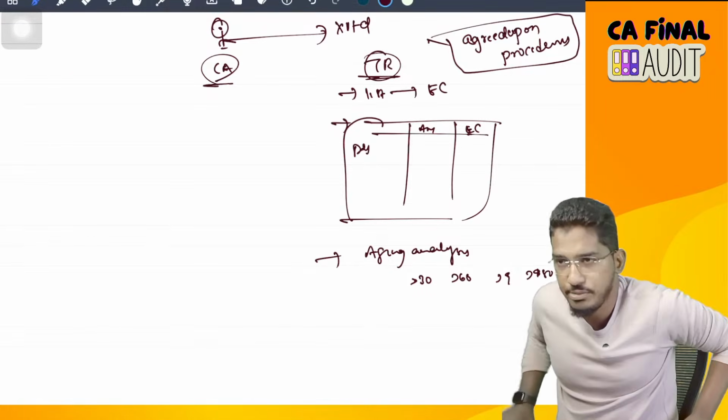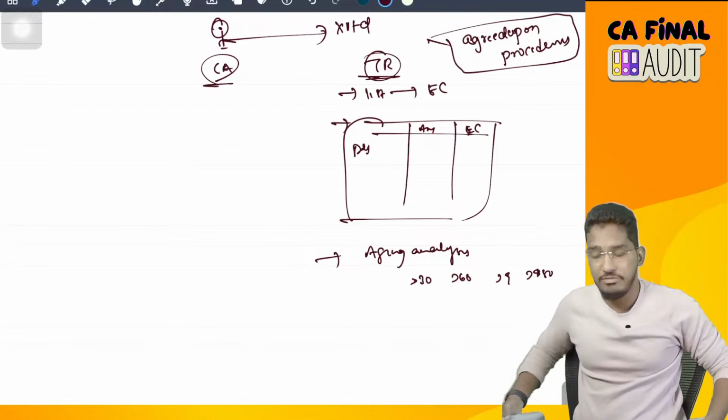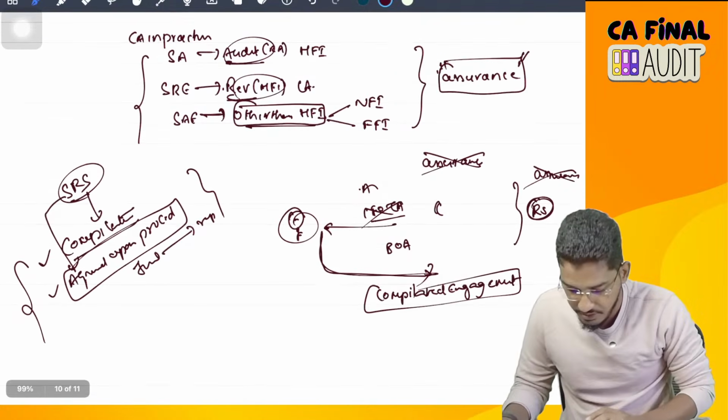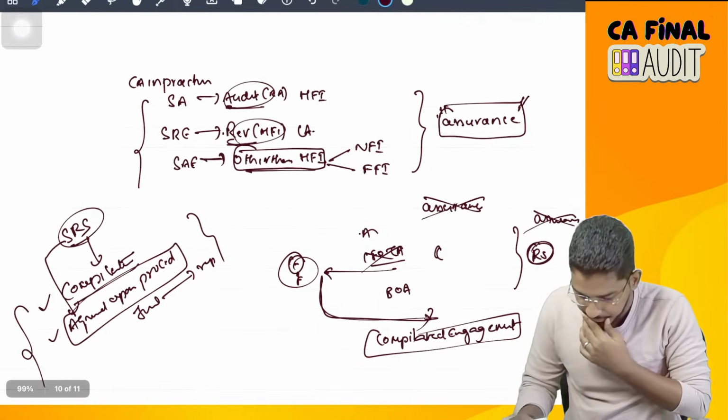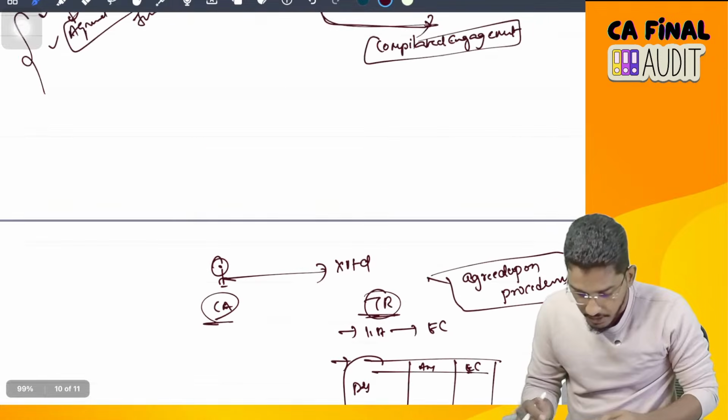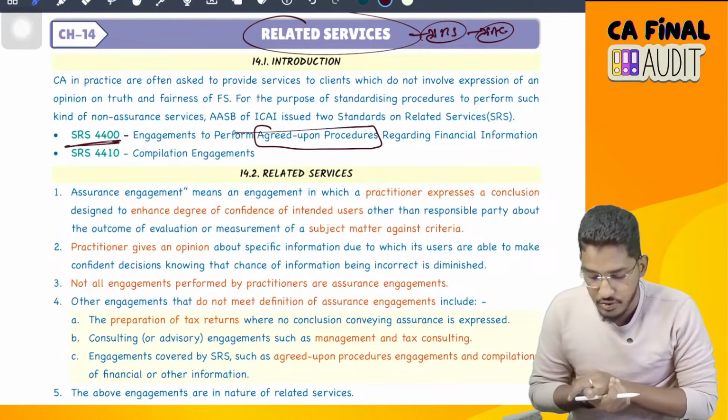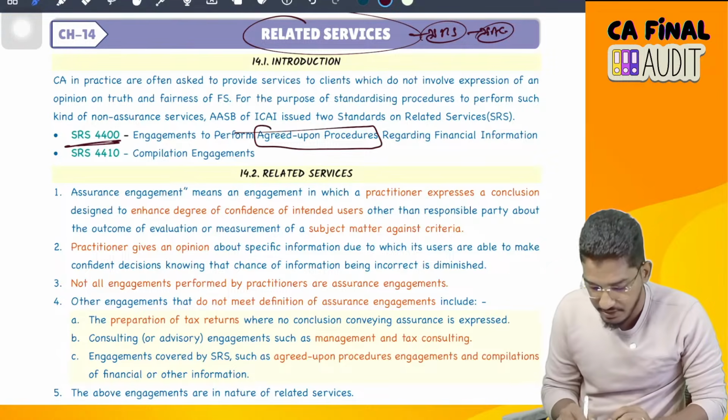Trade receivables are there. Some procedures the client has told you. Those procedures you have to perform as it is. So SRS 4400 is talking about engagement to perform agreed upon procedures.